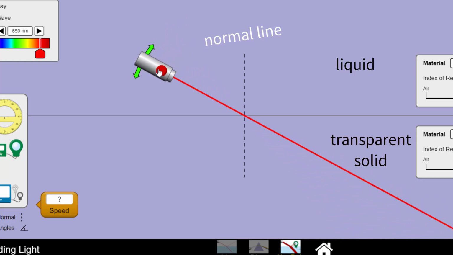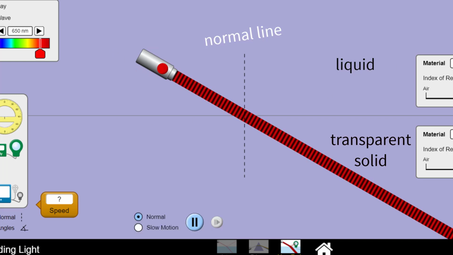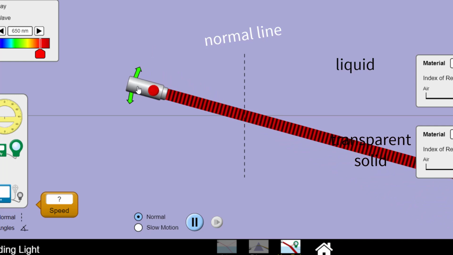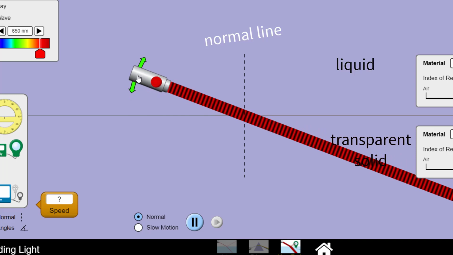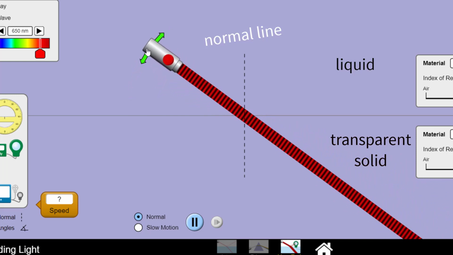Let's take a look at the wavelength of the red light, and as you can see, the wavelength is the same in the liquid as it is in the transparent solid. Even if I move the angle, there's no change between the liquid and the transparent solid for the wavelength. And this is because the liquid and the transparent solid have the same refractive index.